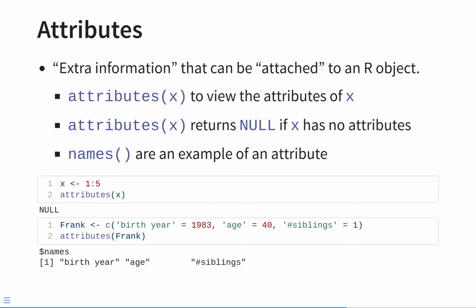Attributes are extra information that can be attached to an R object. To view the attributes of some object X, we can use the command attributes of X, and we will get a null if X has no attributes. Names are an example of an attribute. So if I take the vector 1 to 5 and I check its attributes, I'm going to get null. But if we return to the example from an earlier segment of this lecture, with my birth year, my slightly inaccurate age, and number of siblings, we'll see that this particular vector has attributes, namely it has names. So here they are: birth year, age, and siblings.